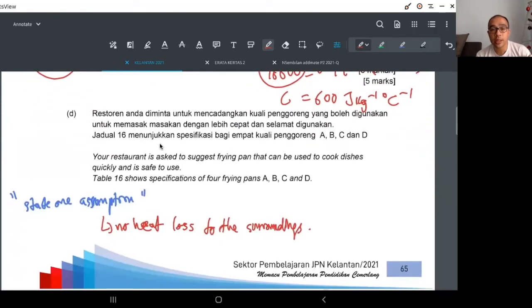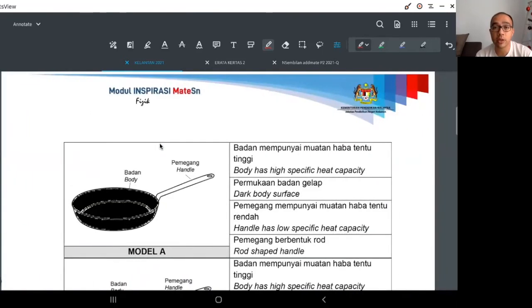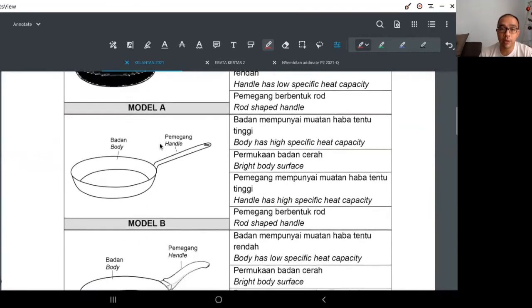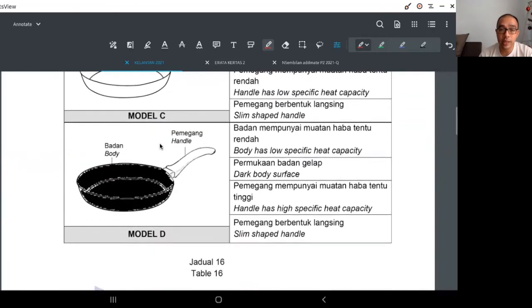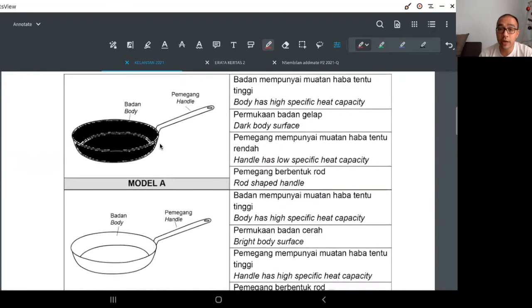Now, your restaurant is asked to suggest a frying pan that can be used to cook dishes quickly and is safe to use. Frying pan, apa itu kuali penggoreng? So you have all these four models: model A, model B, model C, model D. And we look at the four aspects.